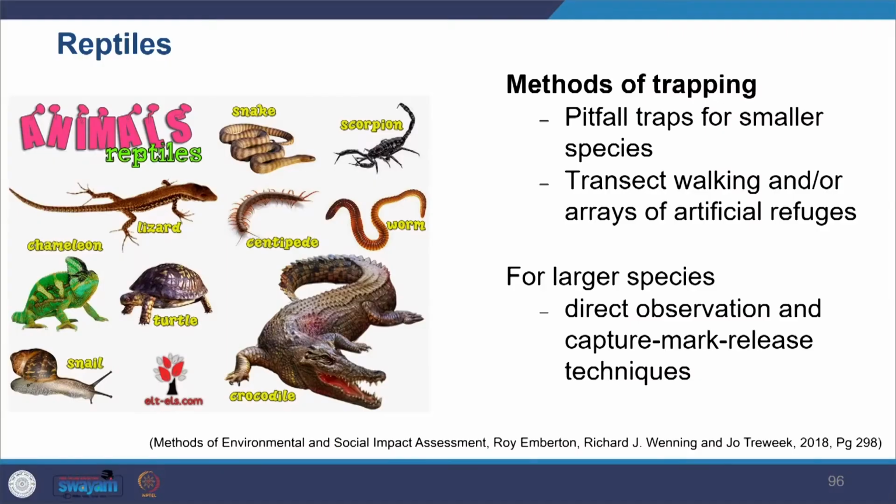The ring fencing method is also said to be one of the most frequently used methods. So you can do ring fencing around the breeding site. Then you also need to look into reptiles, and you can have pitfall traps for smaller species. You can have transect walking, and for the larger species you can also use direct observation and capture mark release techniques. That also you can do.